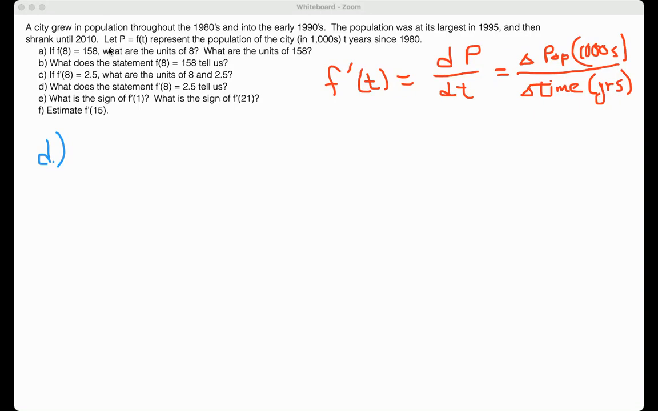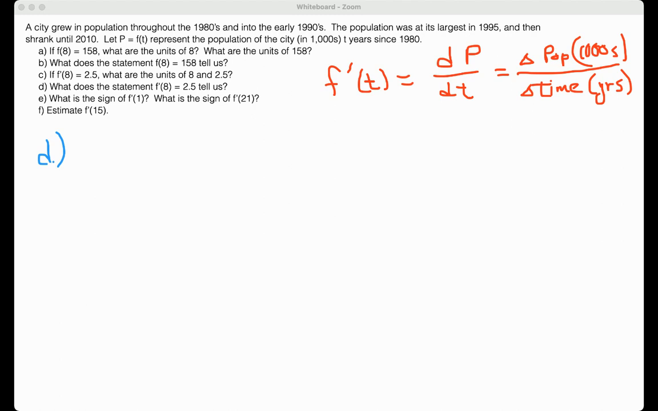Well, hi, welcome back. Let's finish up this problem, parts D, E, and F. And once again, I just want to remind you in this function, we're looking at something where the derivative of f of t literally represents not a change in y over a change in x, but the change in population over a change in time. You have to read the problem.